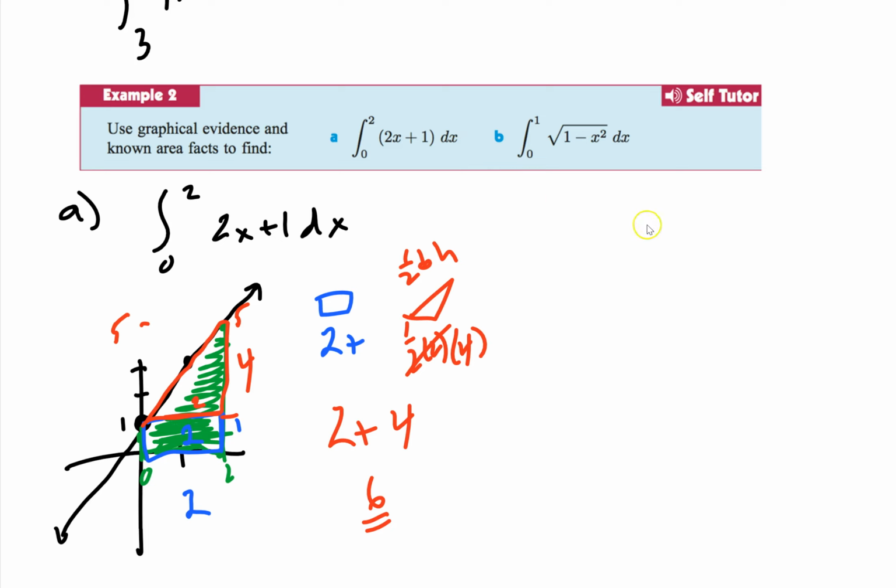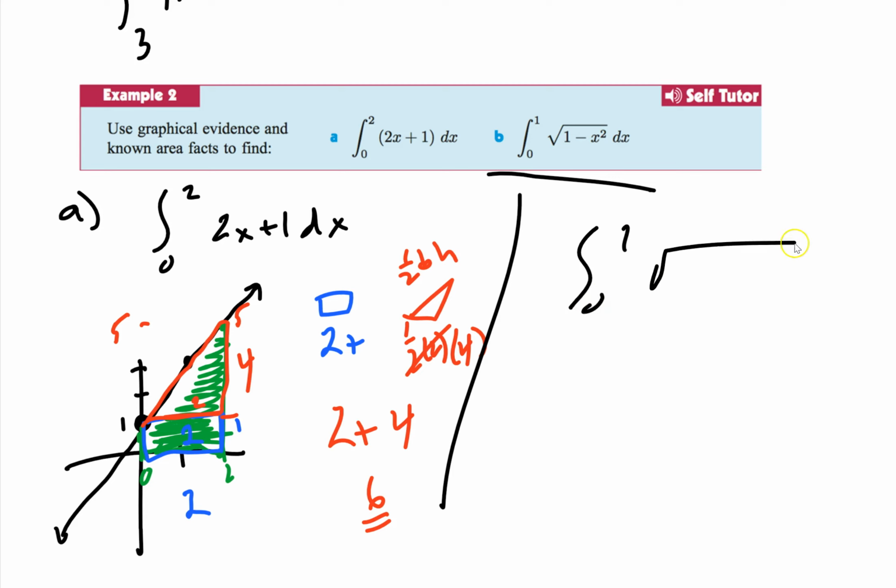So how about the next one? Next one's a little funky. So this here, the integral from 0 to 1 of the square root of 1 minus x squared dx. We're going to try to find the area underneath the curve of this. Now you're probably wondering, how do I graph that? Well, the trick is this is a circle.